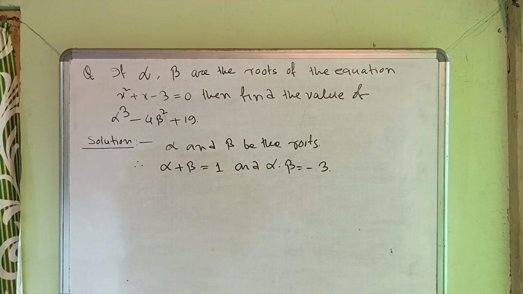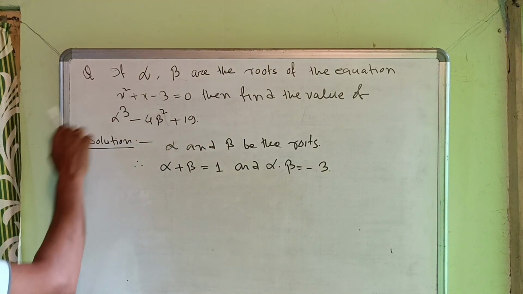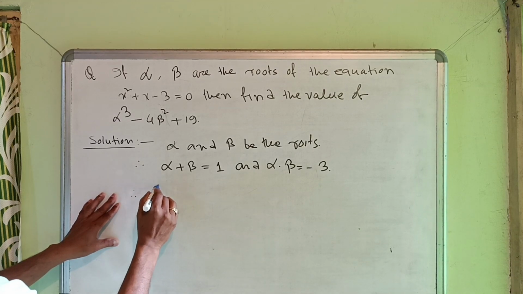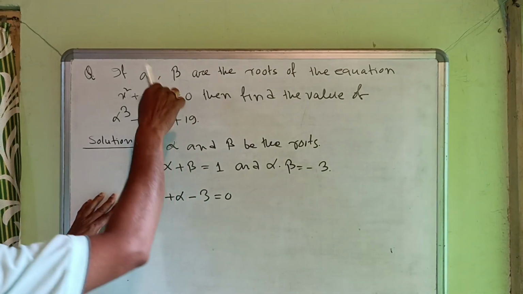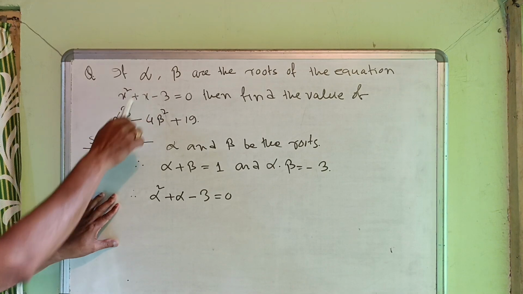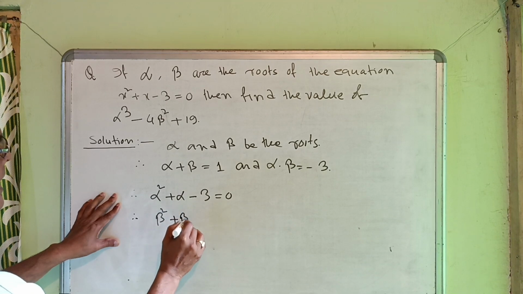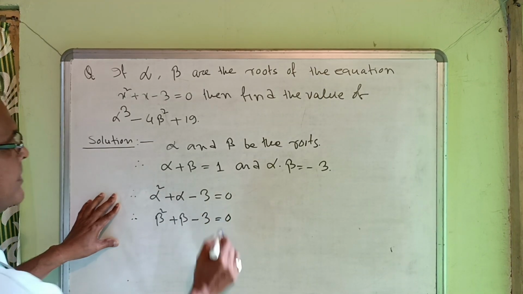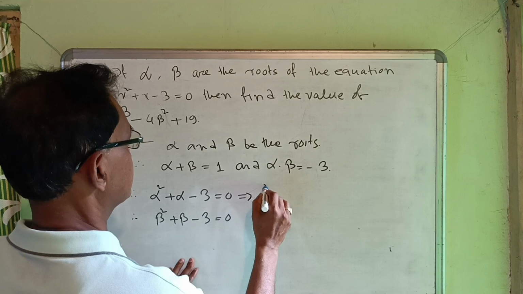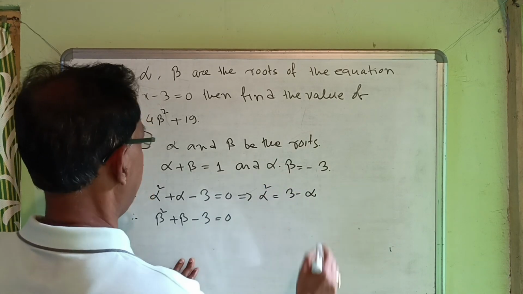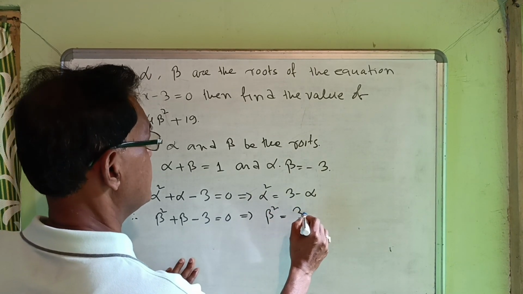Again, since alpha and beta are roots of this equation, alpha satisfies it, so we get alpha square plus alpha minus 3 equal to 0, and beta also satisfies it, so beta square plus beta minus 3 equal to 0. From here we can write alpha square equal to 3 minus alpha, and beta square equal to 3 minus beta.